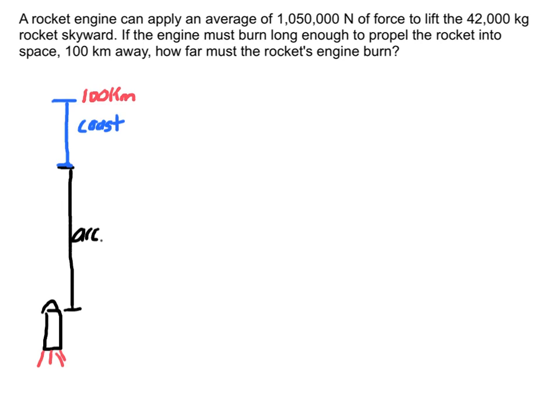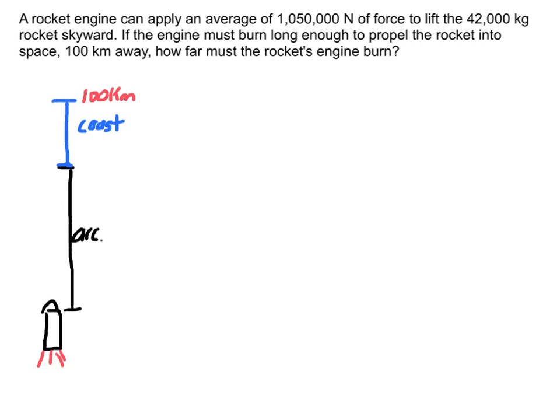Because if you think about it, a rocket's engine doesn't have to burn all 100 kilometers. It's going to accelerate while the rocket's engine is burning, and then after it stops accelerating, it doesn't instantly come to a stop. It coasts. It's actually decelerating on the way up, gravity slowing it down, but we'll call it coasting, all the way up to the last 100 kilometers. So what distance does the rocket engine actually have to burn?